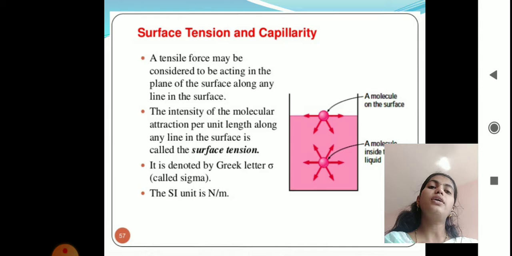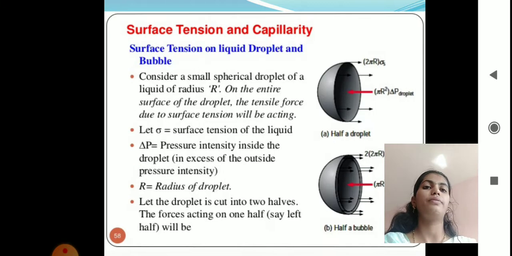Sigma is written like our English number 6, and it is pronounced sigma. The SI unit of surface tension is Newton per meter, because here a tangential force is acting. Force is measured in Newtons and length in meters, so the unit is Newton per meter.